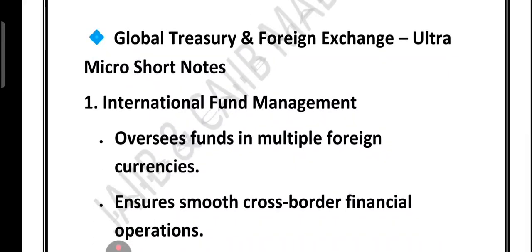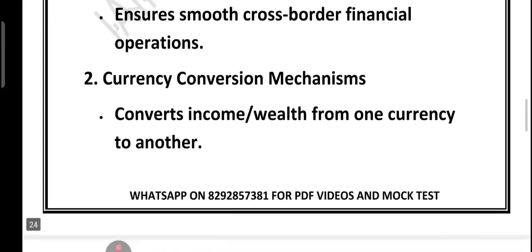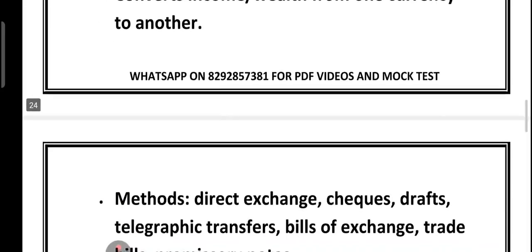Let's talk about global treasury and foreign exchange. We will learn about global treasury management and foreign exchange operations. We have something called international fund management. Global treasury manages funds in multiple currencies. It ensures cross-border operations are smooth, whether for trade, investment or payment. If we talk about the currency conversion mechanism, it converts income or wealth from one currency to another.